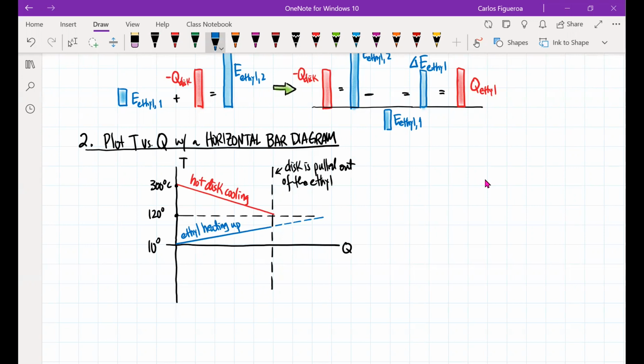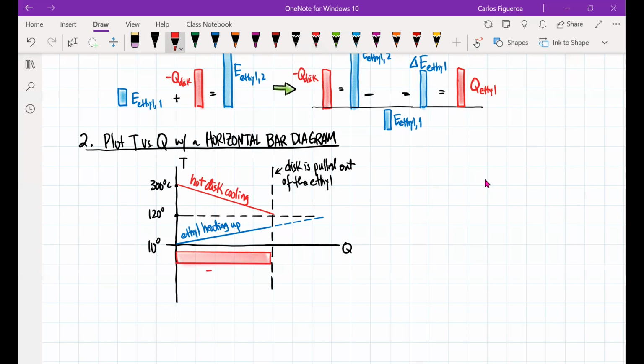So now let's look at the heating. The heat that you see here is the heat due to the disk. So how much heat is transferred from the disk to the alcohol? It's this amount. So note that this is now a horizontal bar diagram.